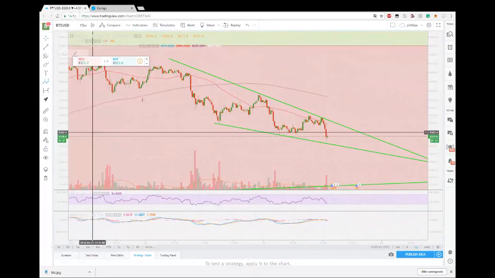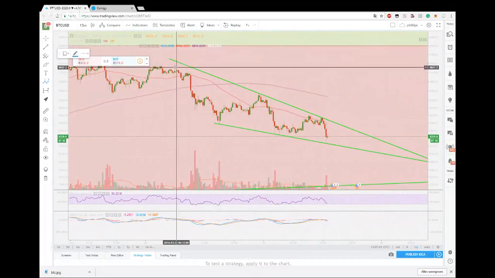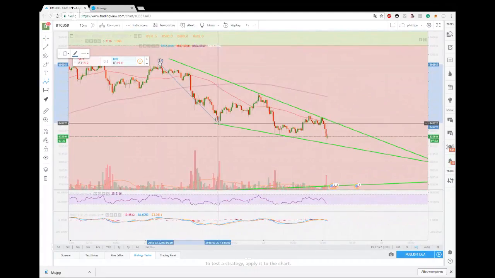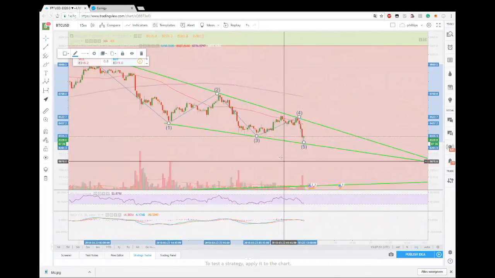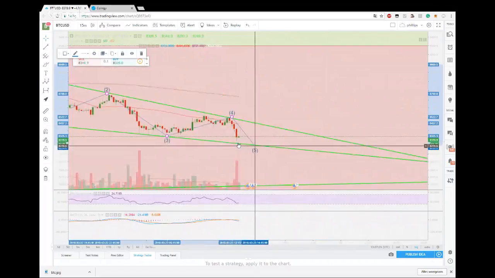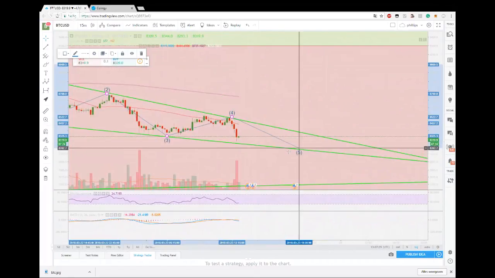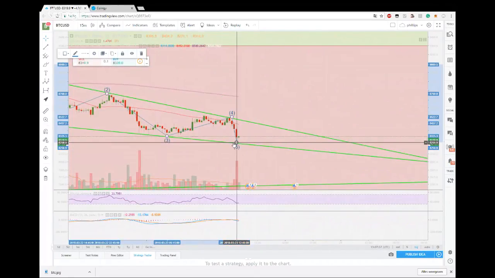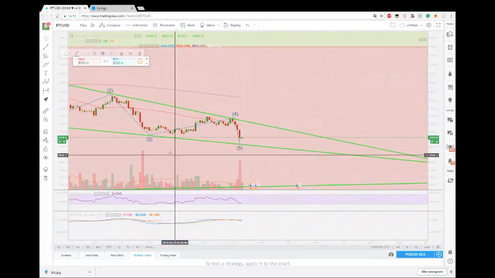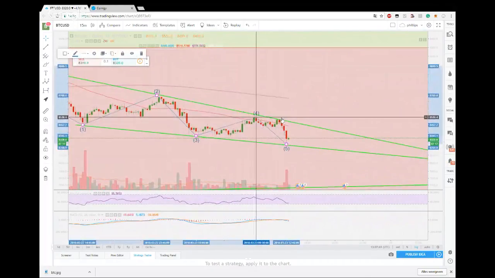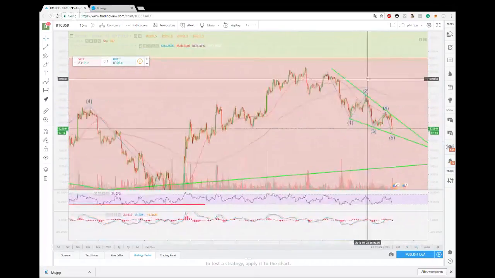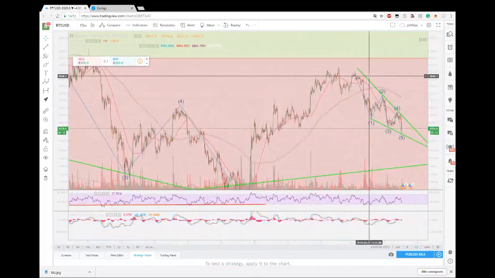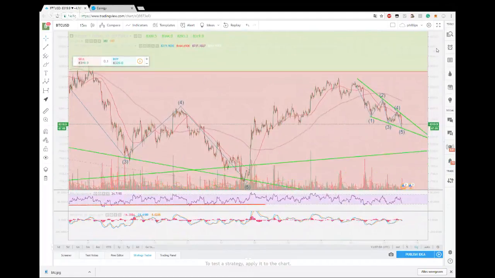And as you can see, we just finished the 1, 2, 3, 4, 5 impulse wave. Keep in mind, this might go a little bit lower. This might go here or here. I don't know. But to be honest, I expect this was pretty much it for now. And I think we are finishing the wedge. So we have room to go up. And we do have to go up.